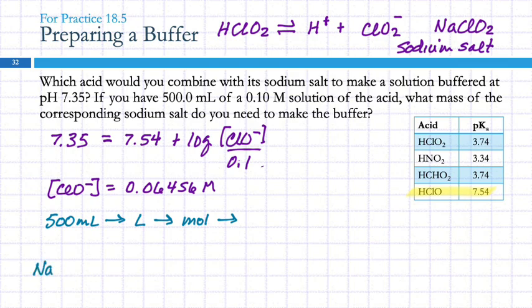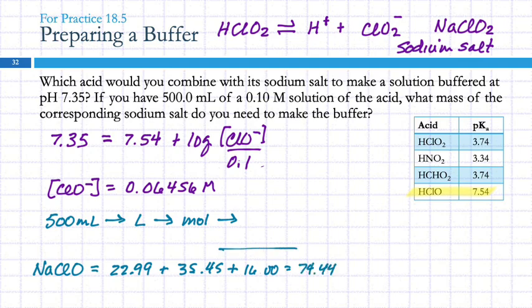So NaClO. So 22.99 plus 35.45 plus 16. 74.44 grams per mole.